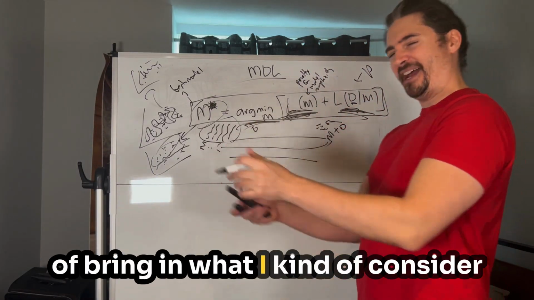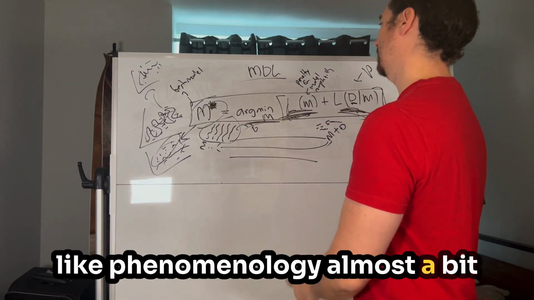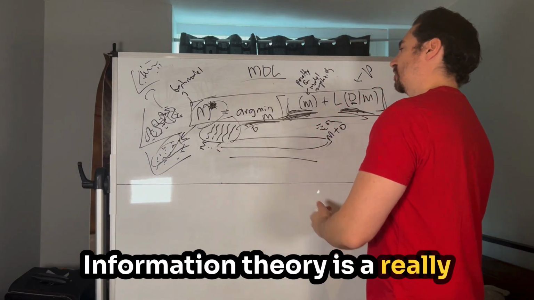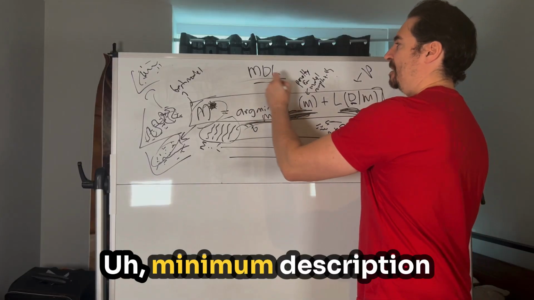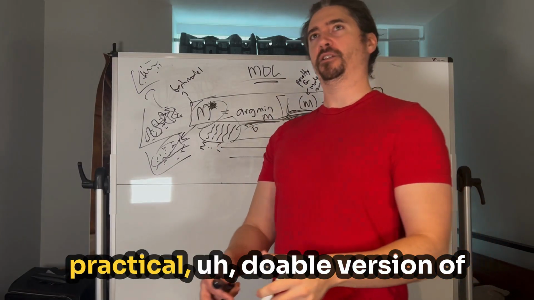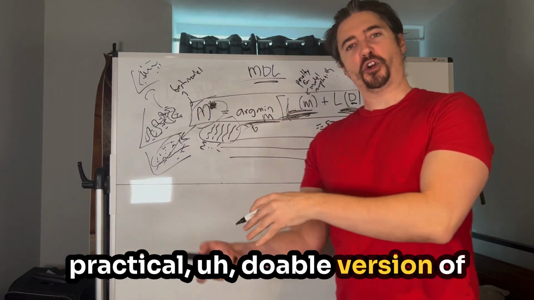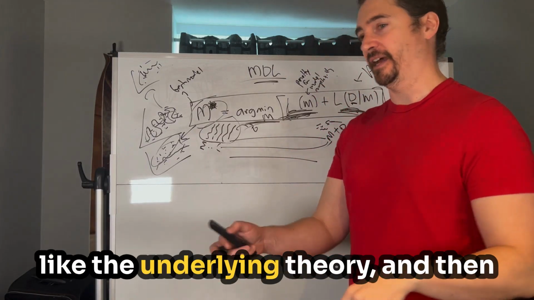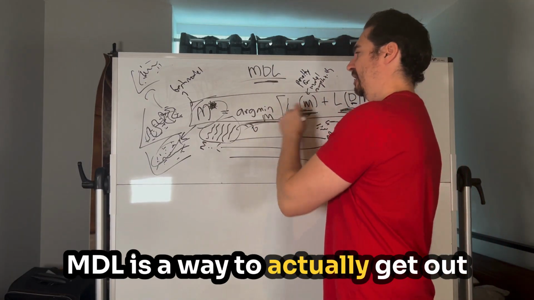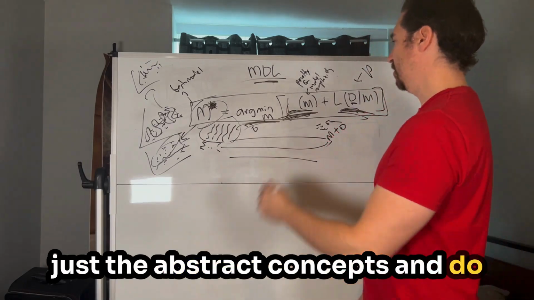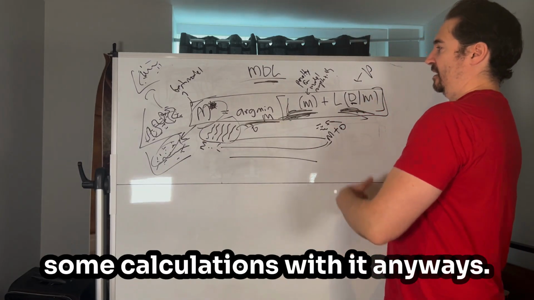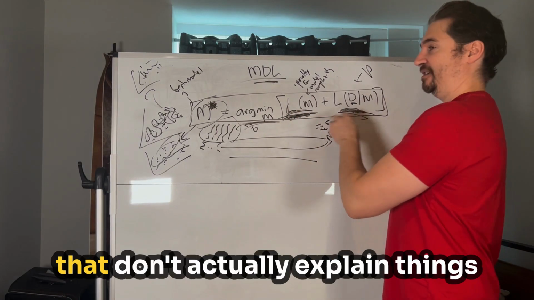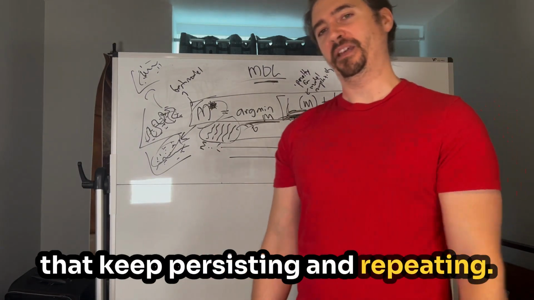And then you bring in what I consider almost a bit like phenomenology, where you say, okay, look, how does information actually work in nature? Information theory is a really good way to think about that. Minimum description length is the practical, doable version of something like Kolmogorov complexity. Kolmogorov is the underlying theory, and MDL is a way to get out of just the abstract concepts and do some calculations with it. It's a good way to penalize things that are too complicated and penalize things that don't actually explain things that keep persisting and repeating.